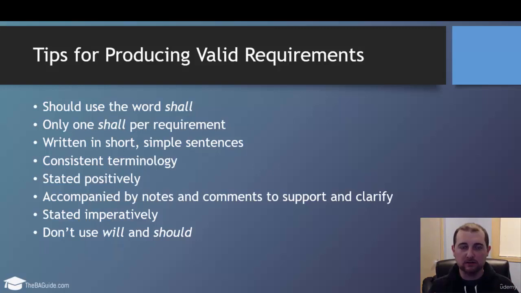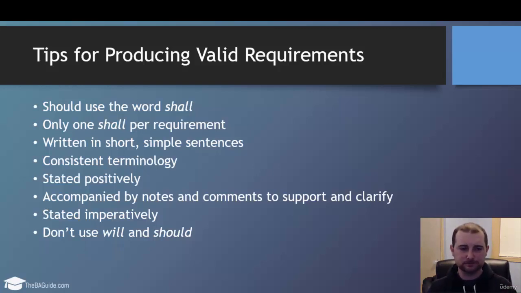You want it to be stated imperatively. What that means is you want to be very clear that this is what will happen. It's not that this should happen or could happen. This will happen. This shall happen. This shall be done. So you're stating it very clearly, positively, and almost forcefully.